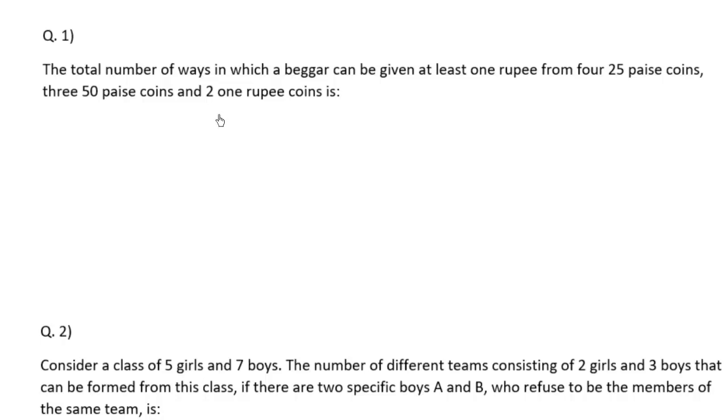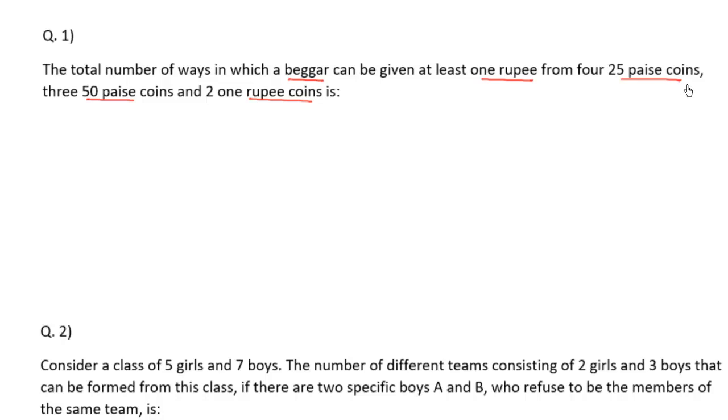Now let's take the very first question. Here it says that we need the total number of ways in which a beggar can be given at least 1 rupee from 4 25 paise coins, 3 50 paise coins and 2 1 rupee coins. So what we can do here is figure out all possibilities, irrespective of whether the beggar is getting 1 rupee or not, right?